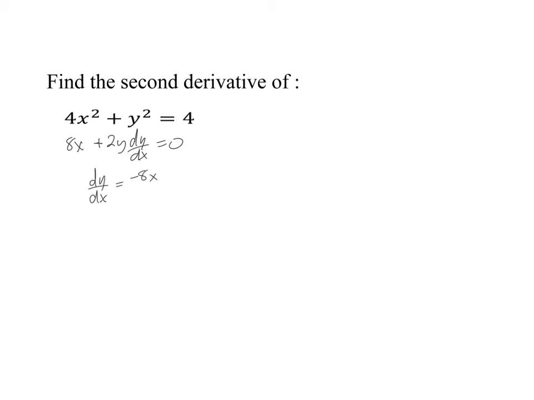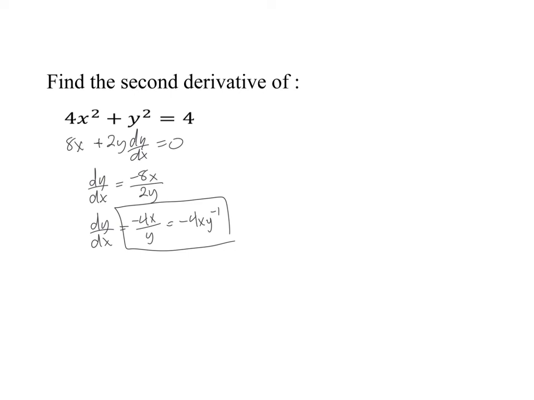So I'll do this all in one step. Bring the 8x over would be minus 8x. Divide by 2y would be that. So our final first derivative should be just negative 4x over y. Or we could even write it as negative 4x y to the negative 1. So either of those would be fine.